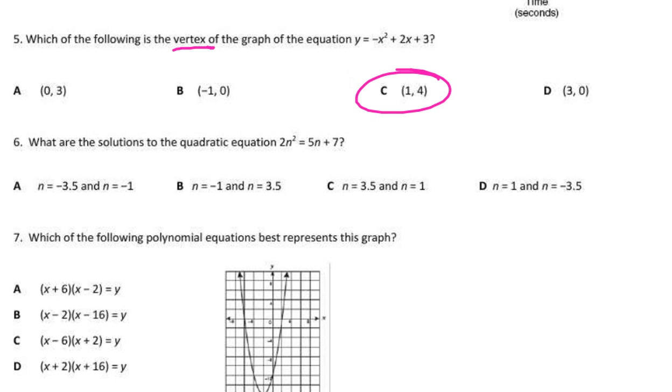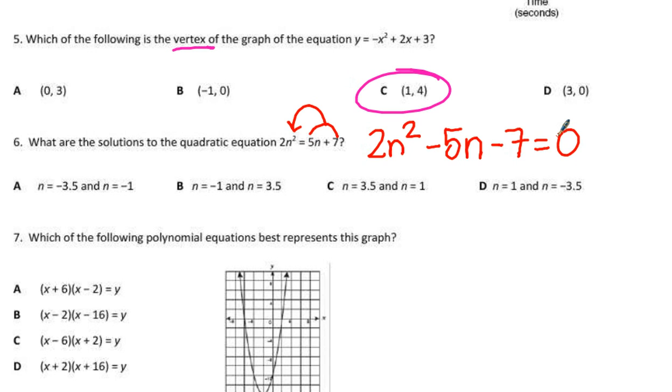All right, number 6, looking at number 6, what are the solutions to the quadratic equation 2n squared equals 5n plus 7? So ultimately he's asking us, again, solutions are just another word for x-intercepts. First, we have to get these things set equal to 0. So I'm going to move this stuff over here by subtracting those two things. So I have 2n squared minus 5n minus 7 equals 0.